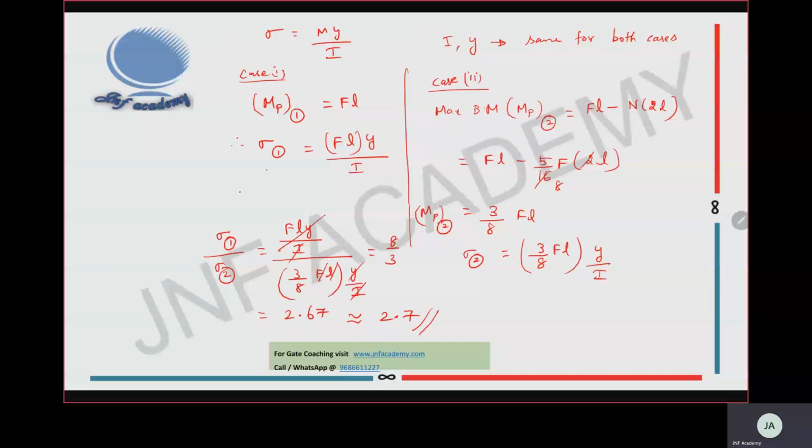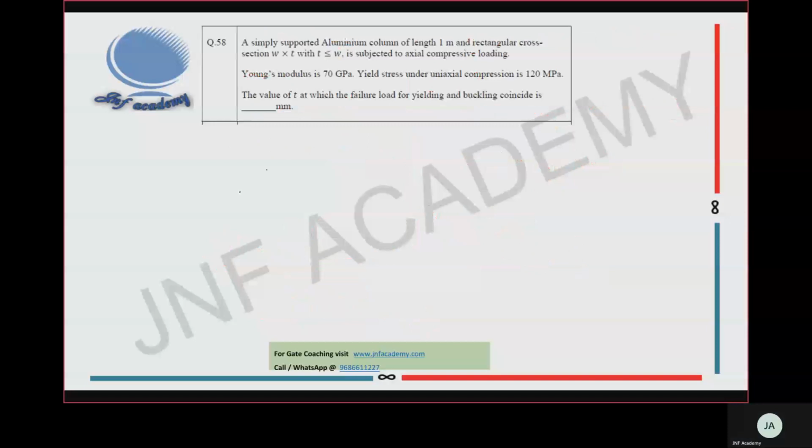Now we'll move to the next question. A simply supported aluminum column of length 1 meter and rectangular cross section W into T is subjected to axial compressive loading. Here the Young's modulus is 70 gigapascal. Yield stress under uniaxial compression is 120 megapascal. The value of T at which the failure loads for yielding and buckling coincide is equal to how much mm? So here the type of column is a simply supported column. So let us draw the diagram like this.